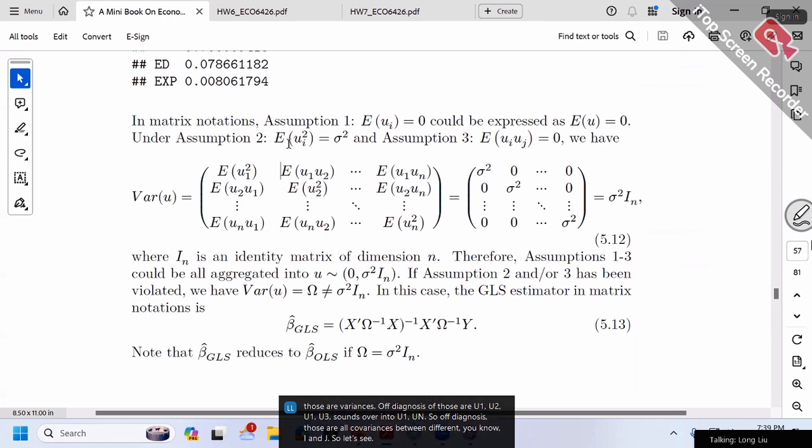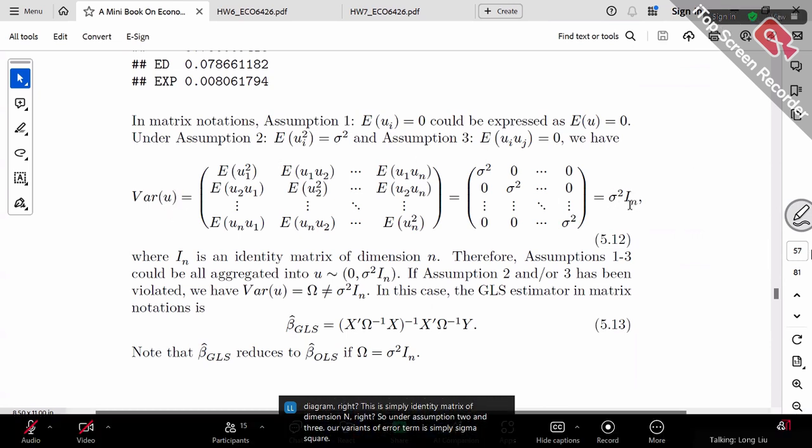So let's see. Assumption two says, diagonal-wise, those are all sigma square. Sigma square, sigma square, sigma square. Off diagonal-wise, assumption three says they're all zeros. Everything off diagonal is zero. So under assumptions two and three, it simply says the variance of the error term in matrix notation is sigma square on the diagonal and zero on the off diagonal. This could be rewritten if you put sigma square outside, right? It's 1, 1, 1, 1, 1 on the diagonal. This is simply the identity matrix of dimension n. So under assumptions two and three, the variance of the error term is simply sigma square times the identity matrix, right?